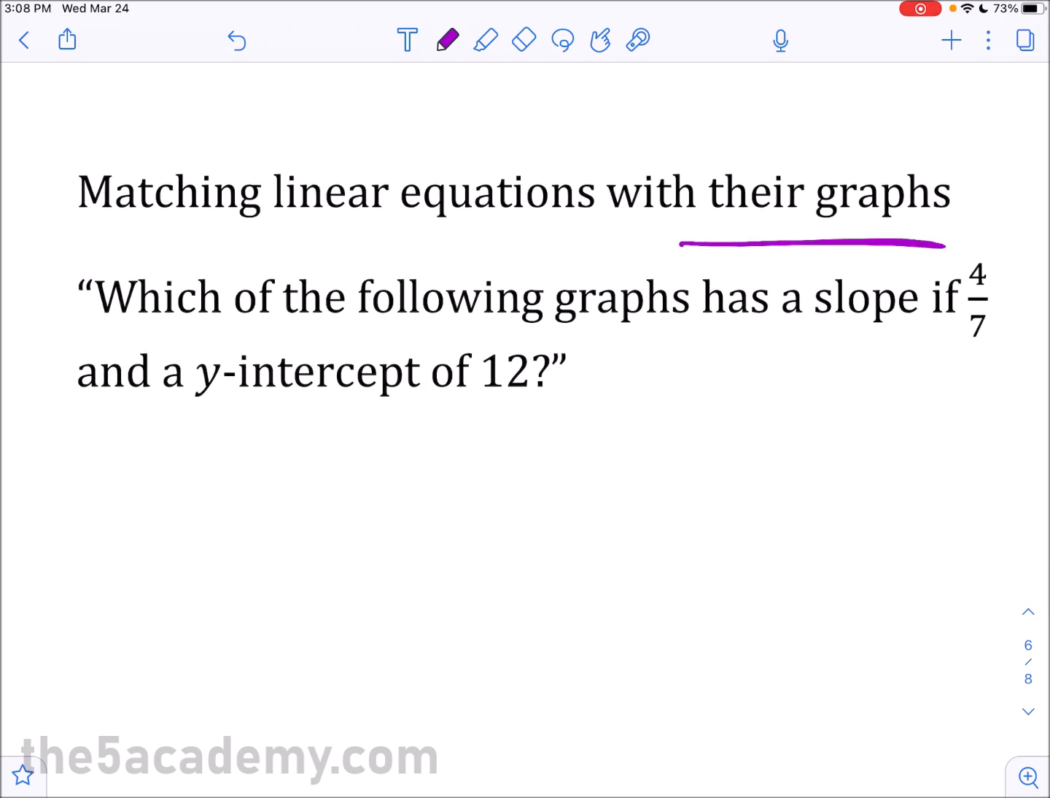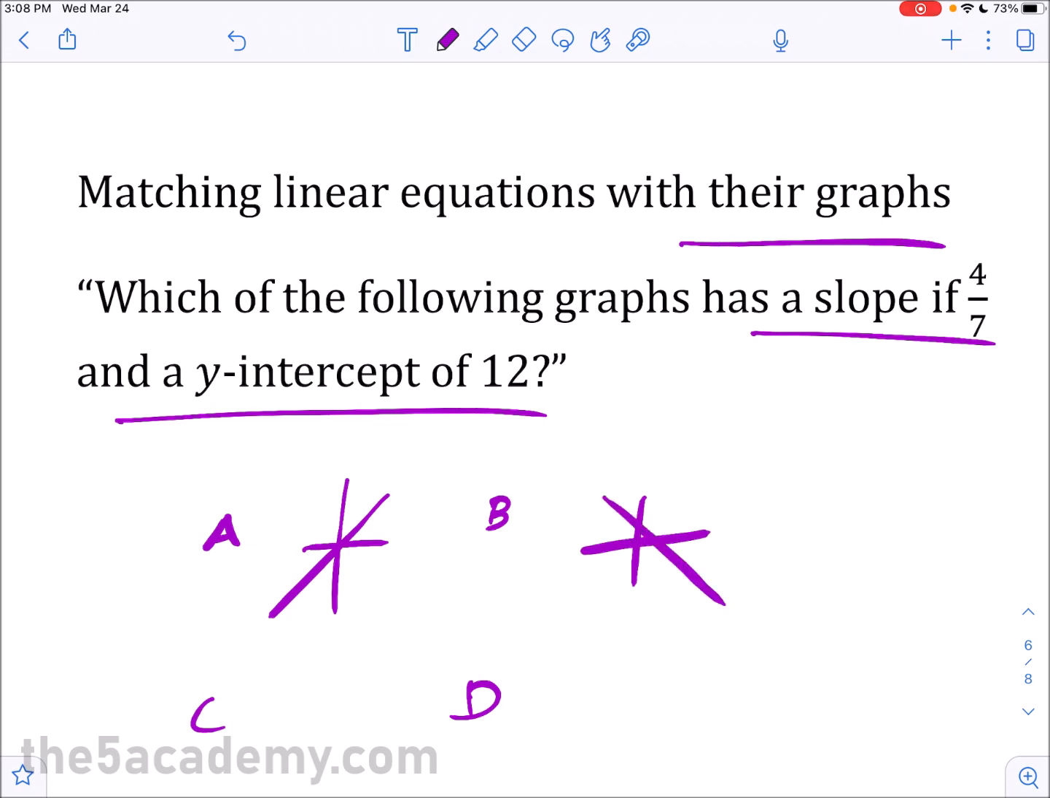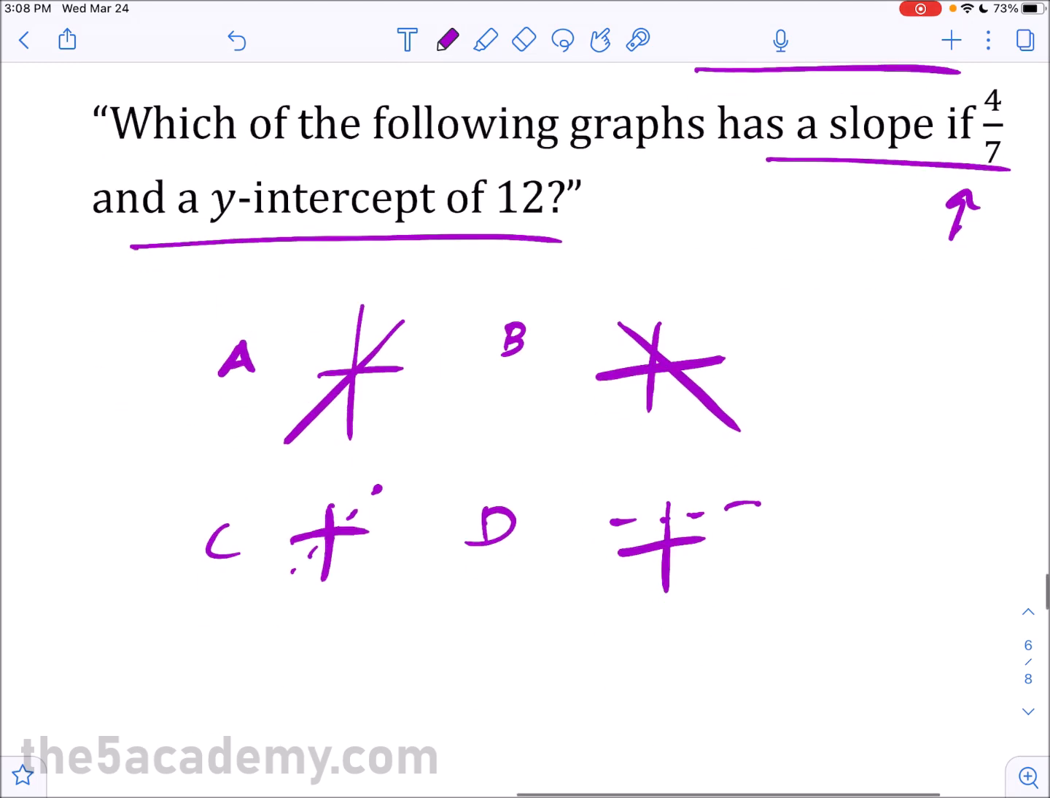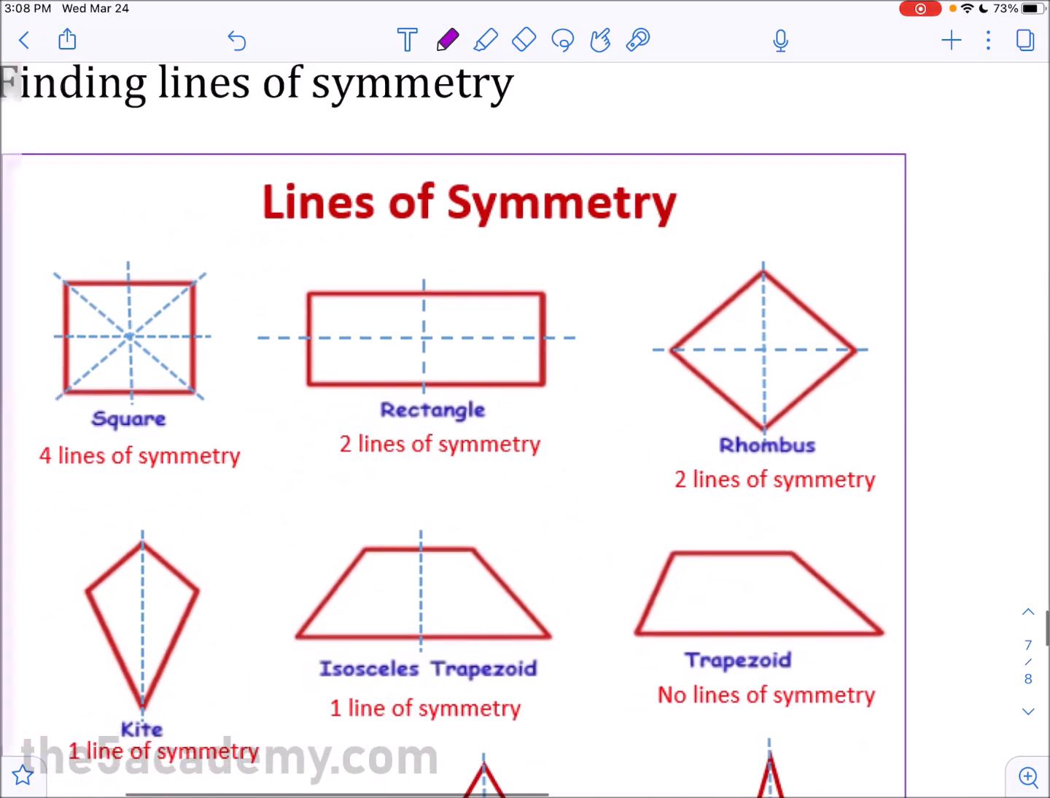Matching linear equations with their graphs. So what is this all about? Which of the following graphs has a slope of 4/7 and a y-intercept of 12? So it'll basically give you multiple graphs with different slopes and different this and that. And they'll ask you which one has these characteristics. So you have to be able to identify that. Again, rise over run, plugging in points to your equation to see what the slope is, that kind of thing.